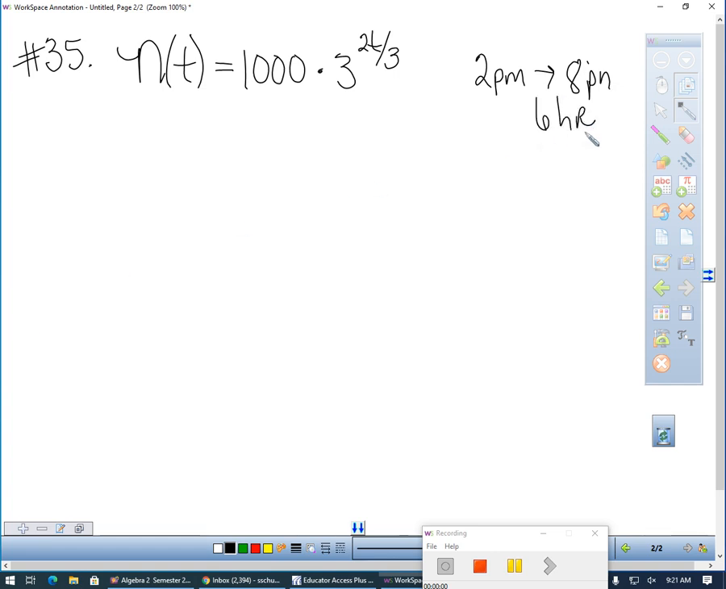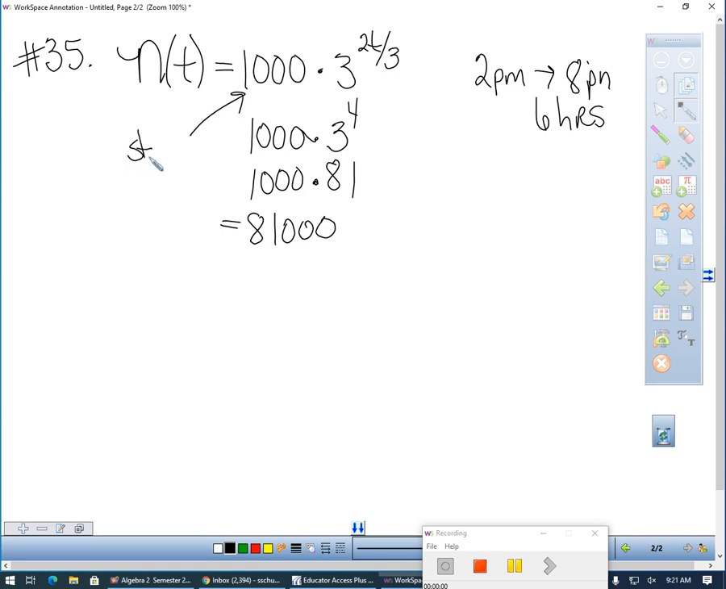All right, so if we go ahead and plug 6 in for our t, we get 12 divided by 3, or our exponent is 4. Well, 3 to the 4th power is what we have to do next by order of operations, is 81. And so we end up with 81,000 when we multiply these. However, the question says how many more bacteria. This 1,000 is our starting amount. So how many more means we got to subtract that 1,000, and we actually have 80,000 more.